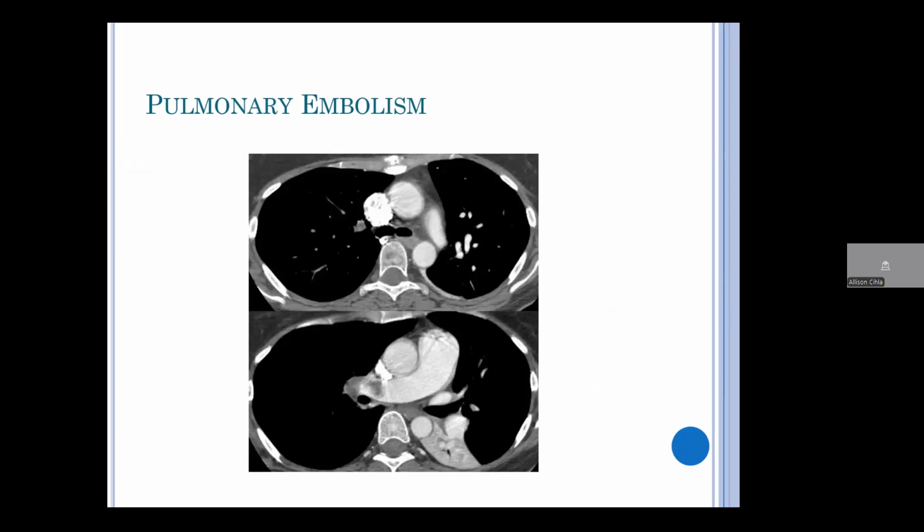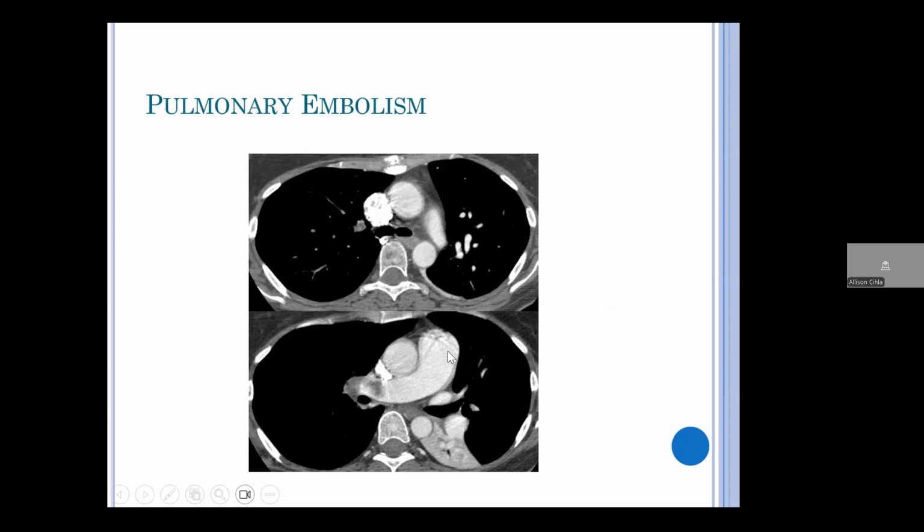You do see pulmonary embolism on the CT scan. What you're looking for is, again, a blood clot that sits in the pulmonary vasculature. In order to identify this, you need to give the patient IV contrast. That IV contrast goes into the pulmonary vasculature, and what you're looking for is an area where that contrast does not penetrate. You can see in both of these pictures a pulmonary embolism.